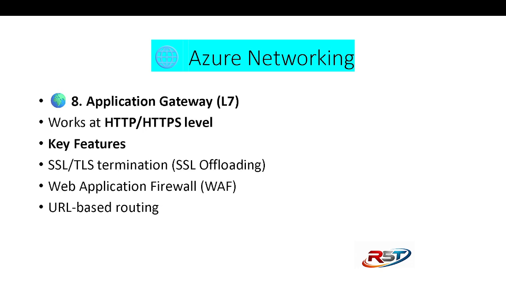Next one is related to Application Gateway. It works on layer 7, at the HTTP, HTTPS level. Key features: SSL/TLS termination, SSL offloading, web application firewall (WAF), URL-based routing.